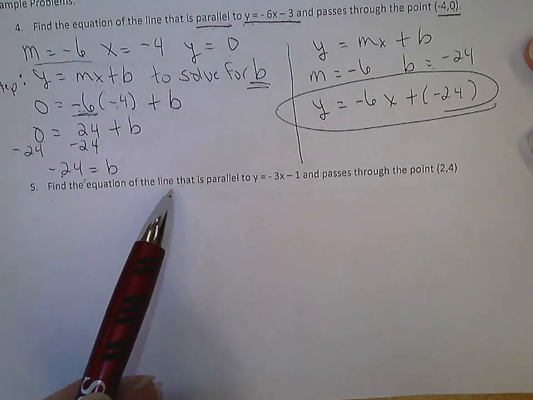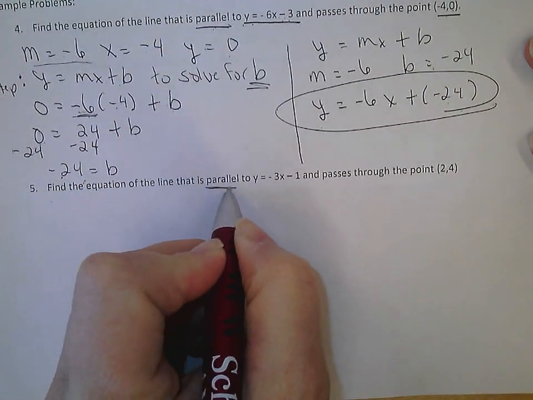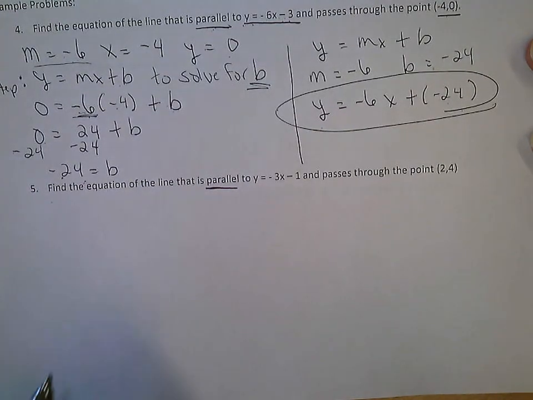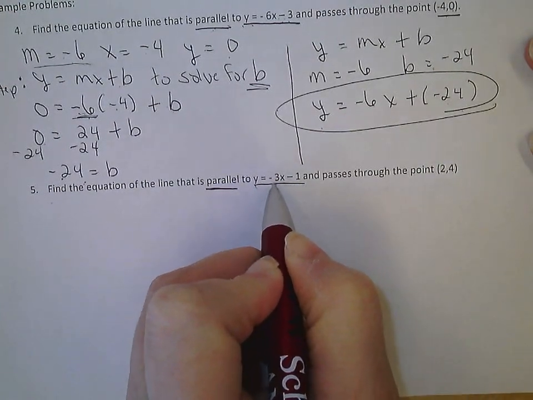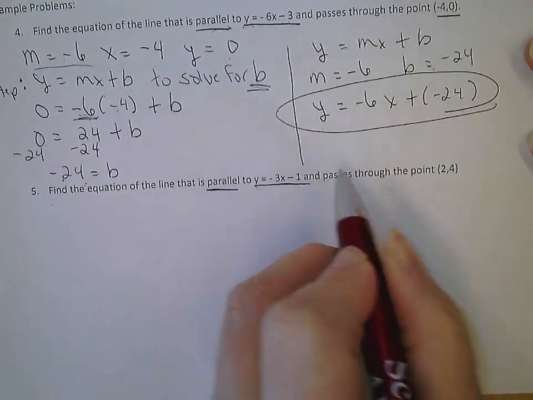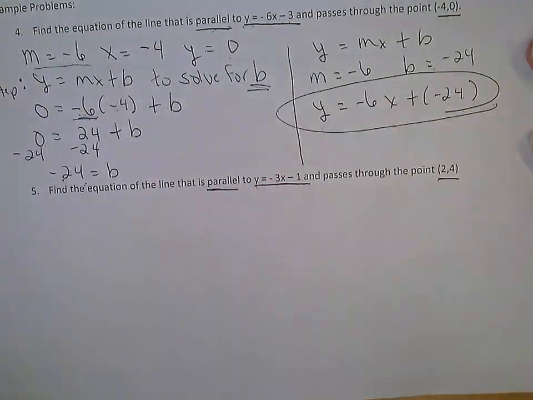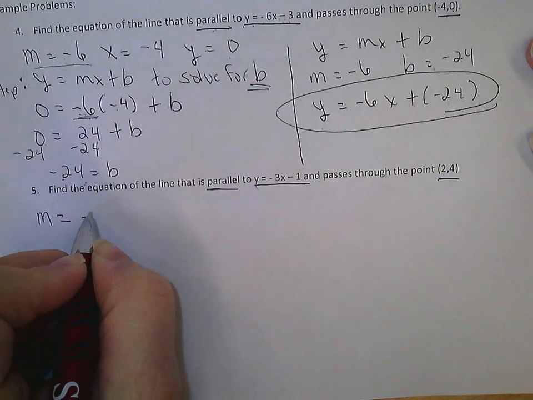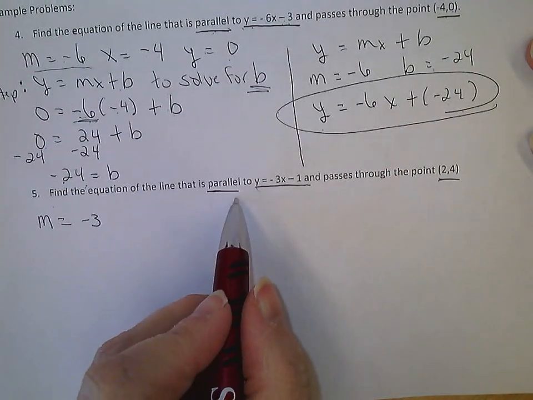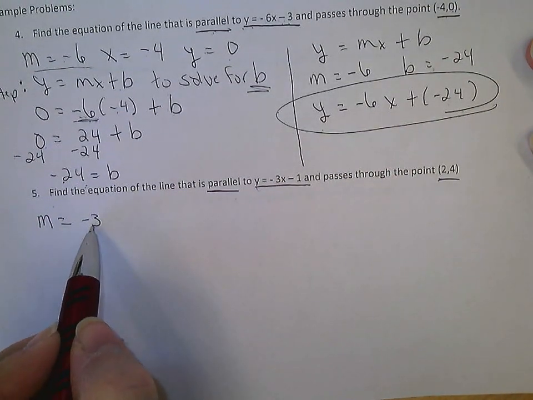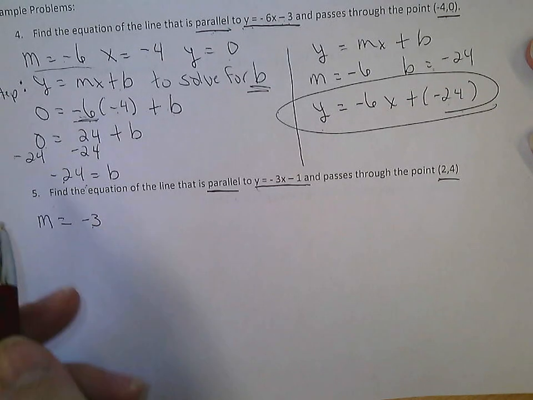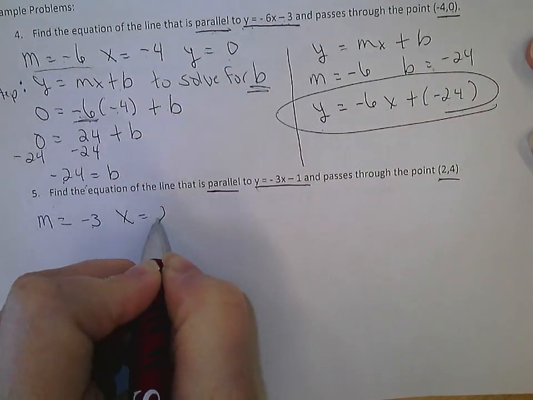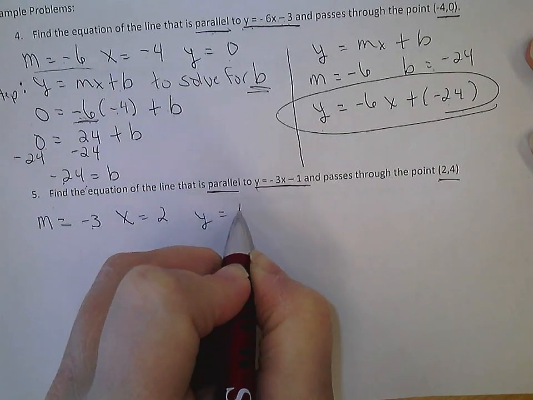Find the equation of the line that is parallel. It's either parallel or perpendicular. We're going to look at parallel. We have an equation that's given to us, and we have a point. So the slope that's given to us is -3. Because it is parallel, we're just going to use the -3. We need an x, which is 2, and a y, which is 4.